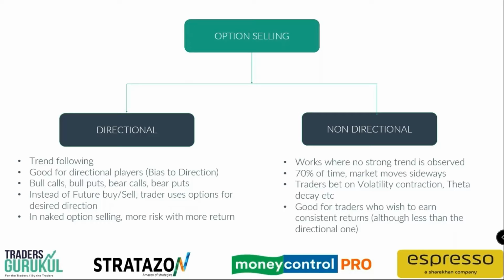And what is there in the non-directional approach? It works where no strong trend is observed. 70% of the time the market moves sideways, and the market is in trend only 30% of the time. So for the rest of the 70% of the time, the non-directional option seller is the king. Traders bet on volatility contraction, theta decay, etc. Suppose you see that the normal volatility of a stock is 50 and now it is around 90, you would love to sell that.